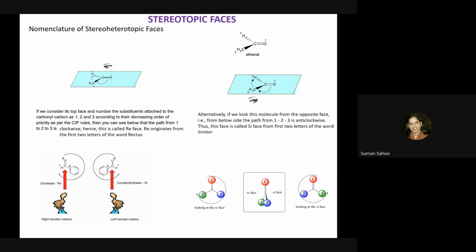that gives you a clockwise direction, so that would be Re. And if you view it from below the plane, when you trace the path from 1 to 2 to 3, that would be in an anti-clockwise fashion. For example, if we view this one from above the plane, it would look like this, and if we view this molecule from below the plane, it would look like this. In that case, it would be the Re face, and when it is counterclockwise, that would be your Si face.